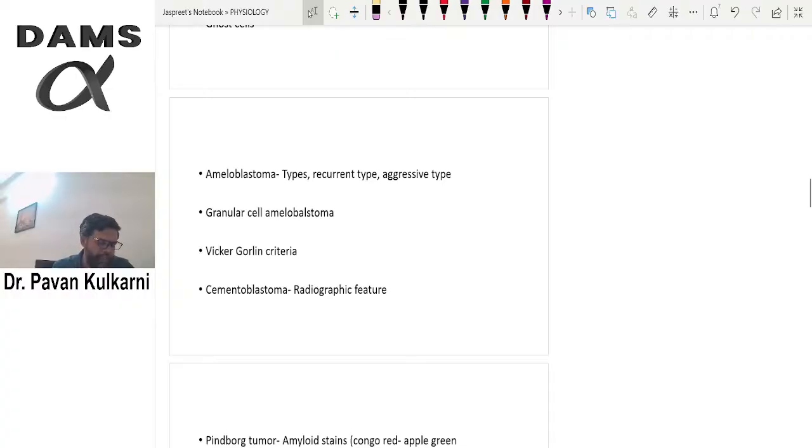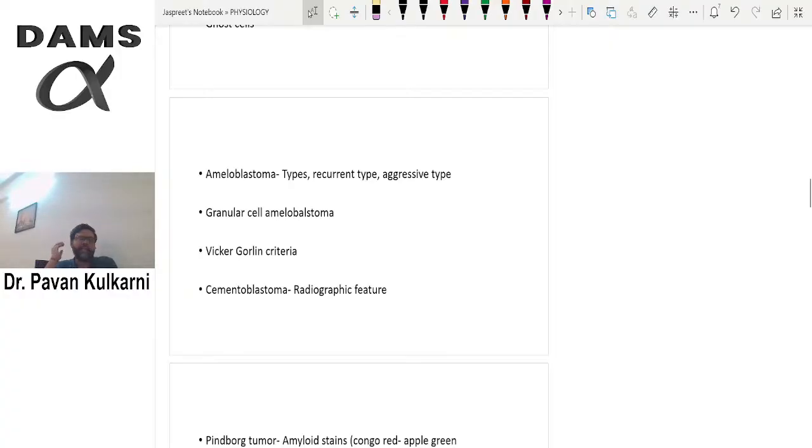Then ameloblastoma. Talking about ameloblastoma, which is the second most common odontogenic tumor, the question usually comes on the histopathology. So when I talk about histopathology, the third one is most important here. That is Vickers-Gorlin criteria. All of us should know about this criteria. What are the 3 points in this criteria? What is the image you are supposed to remember? Then we are supposed to know about the types. What are the types of ameloblastoma?